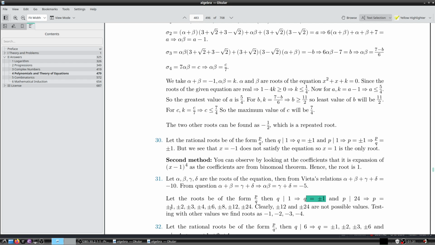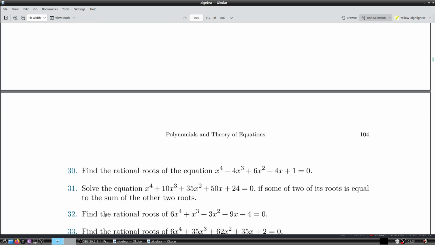So p can be plus minus 1, plus minus 2, plus minus 3, plus minus 4, 6, 8, 12, and 24. So clearly 12 and 24 cannot be possible values, because then alpha plus beta won't be satisfied. So we test with the other values 1, 2, 3, 4, 6, and 8, and testing with these values, you will find that the roots are minus 1, minus 2, minus 3, and minus 4.